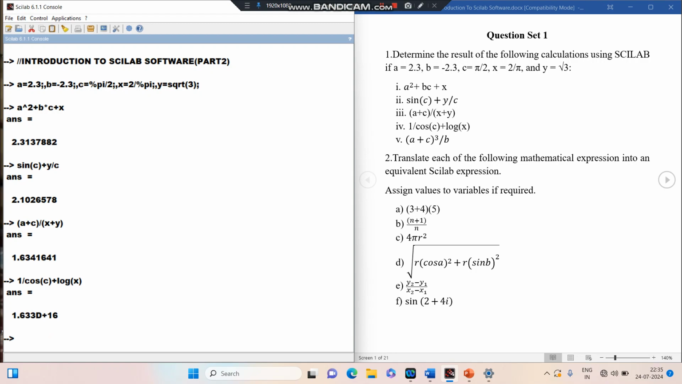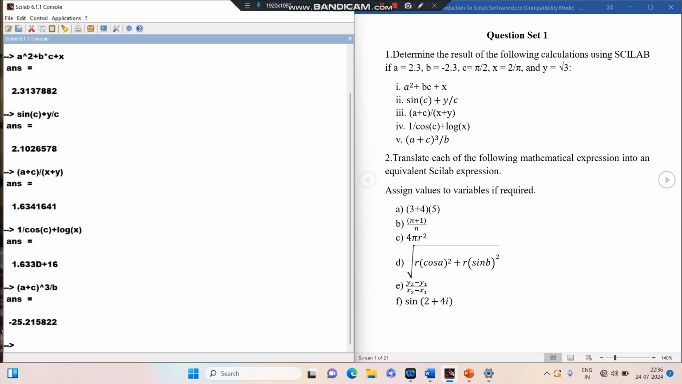Then a plus c to the power 3 divided by b. We are going to write a plus c raised to, we are going to use cap 3 divided by b. So this is the answer. Now let us see question number 2.